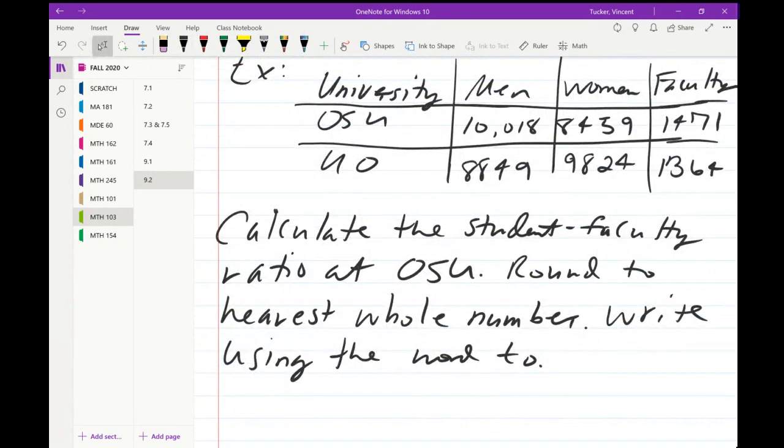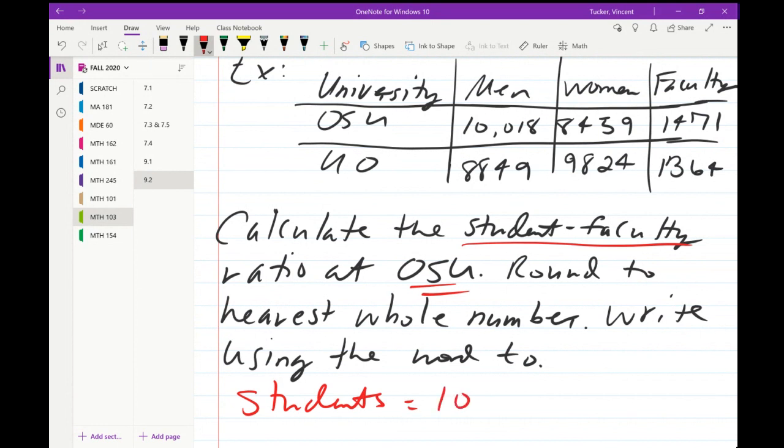All right, so we want to calculate the student faculty ratio at OSU, round to the nearest whole number, and then write using the word to. So we're looking for the student faculty ratio at OSU. What's going on at University of Oregon doesn't matter in this problem. So we know the total number of students at OSU.